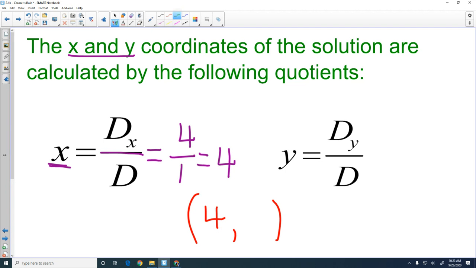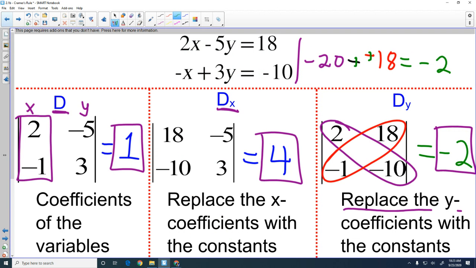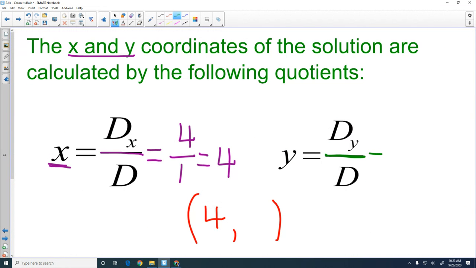Now, how do we get this y coordinate? It's pretty much the same thing. It's just my numerator is going to be the y determinant instead of the x determinant. So let's go back to that previous slide. And dy, my y determinant, was a negative 2. So I just take negative 2 and I divide it by the coefficient determinant, which was a 1, which remember, that's what we used for the x over here. So they both have the same denominator. It's that same coefficient determinant. And negative 2 divided by 1 is just a negative 2.